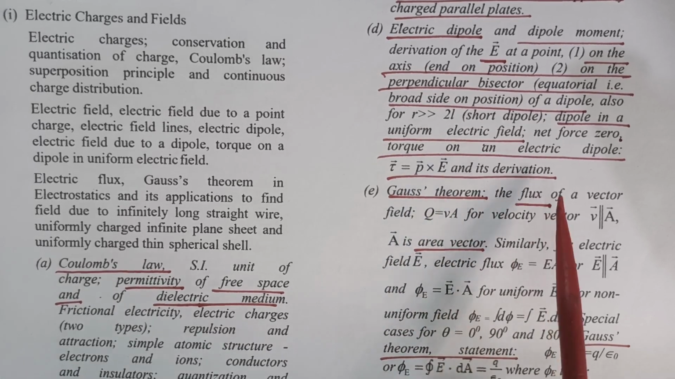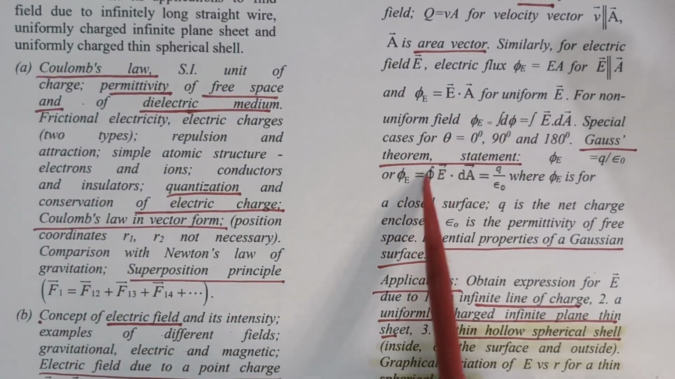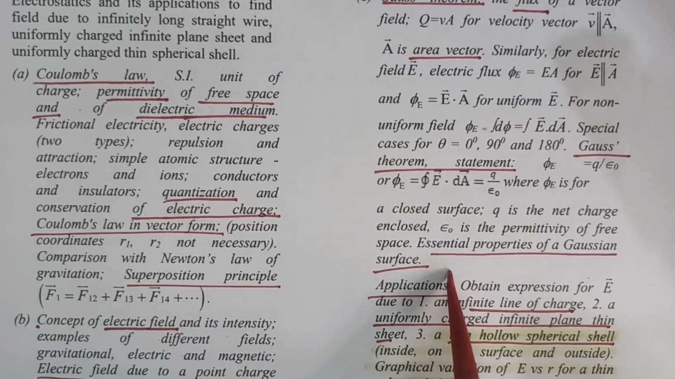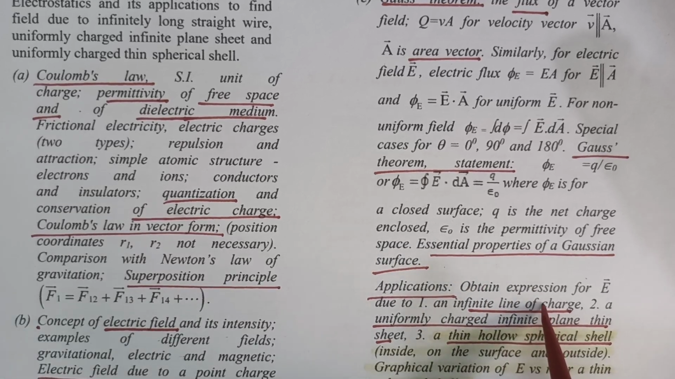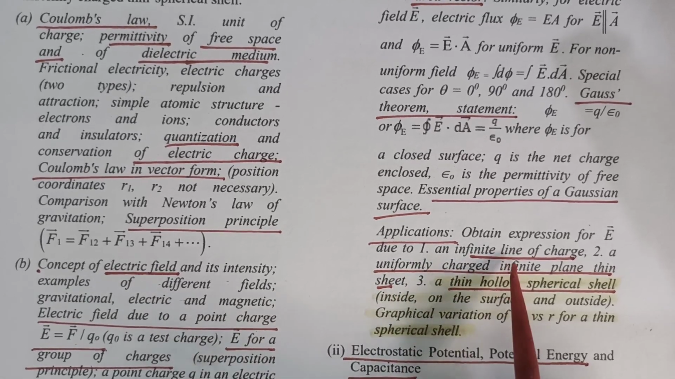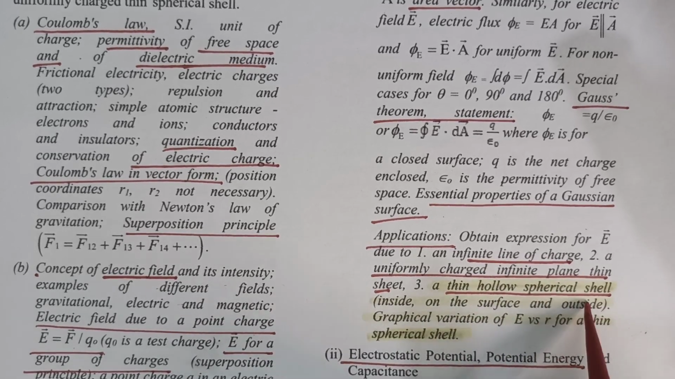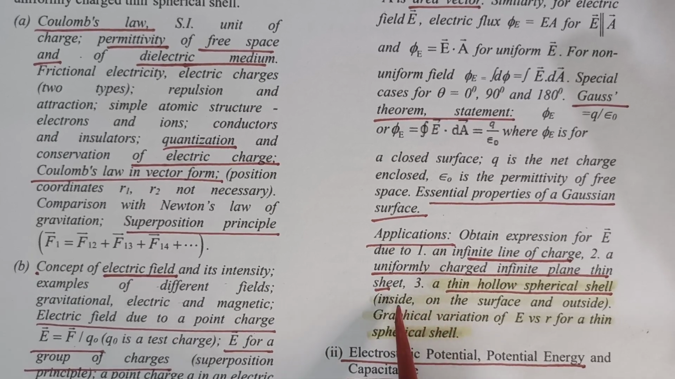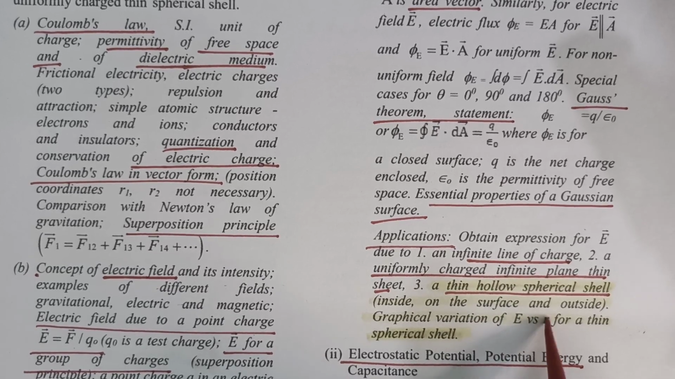Then Gauss law. First, what is flux? What is the area vector? Then the statement of Gauss theorem, then the Gaussian surface and its essential properties, then application of Gauss law. Application of Gauss law contains electric field calculations when an infinitely long wire has charge, then a uniformly charged infinite plane thin sheet, and then a thin hollow spherical shell which is uniformly charged: its electric field outside the shell, on the surface of the shell and inside the shell, and the graph of this electric field with distance.